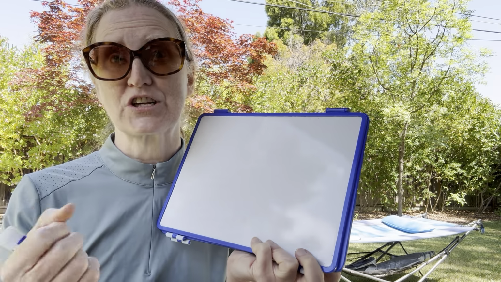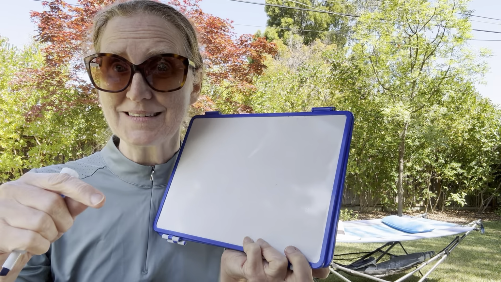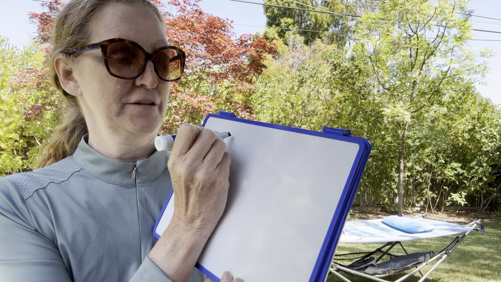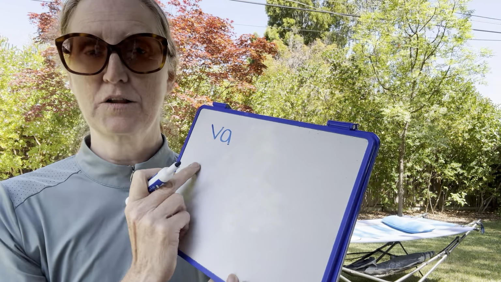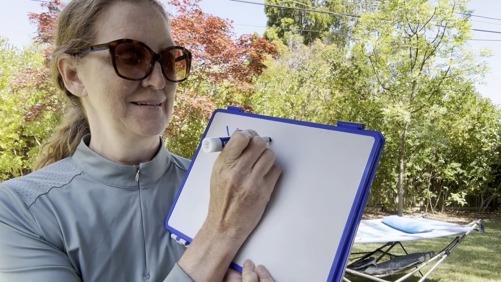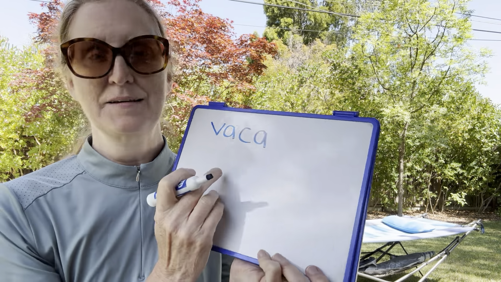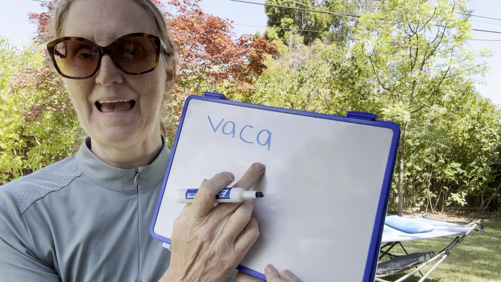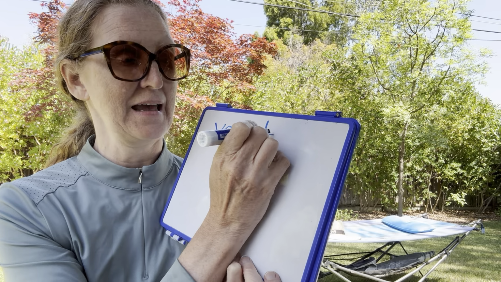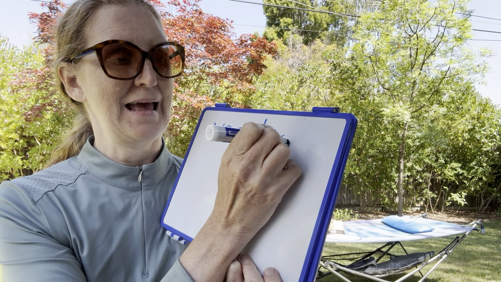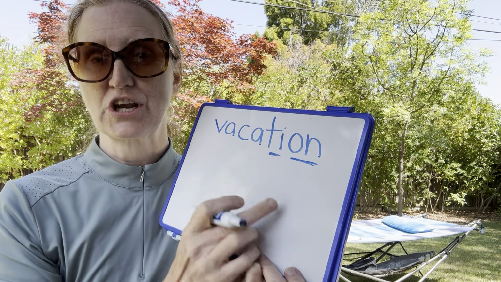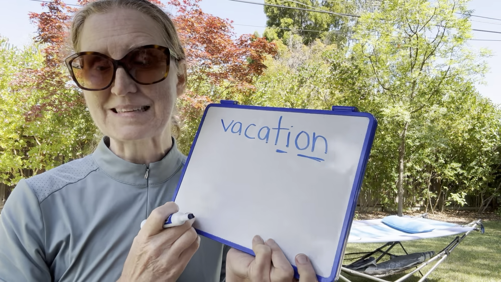So vacation, did you spell it in the comments so I can see it? Yeah. So we know a, there's the first syllable. The a is long, it's an open syllable. Yep, it's the c because it's in the middle of a word. Vacation. Yeah, and that's where the tion ending, the shun.